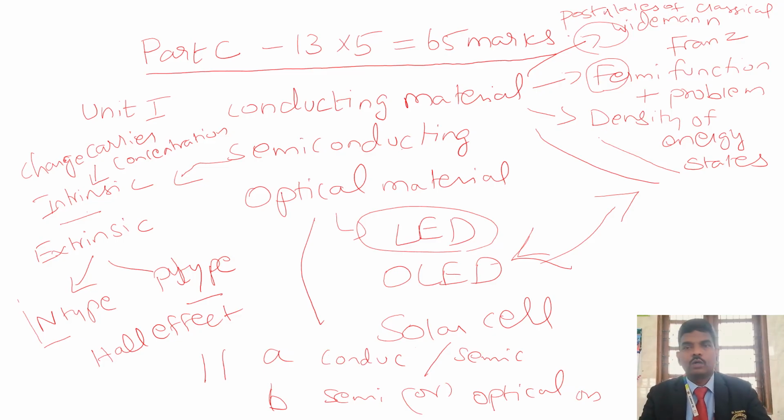And then you move on to the other, right? Whichever you find easy, those two topics you take. That means if you find optical material is easy, then you learn LED, OLED, solar cell. And if you find Fermi function and density of energy, this part is easy, you learn conducting material. But any two parts you learn, okay, for sure.